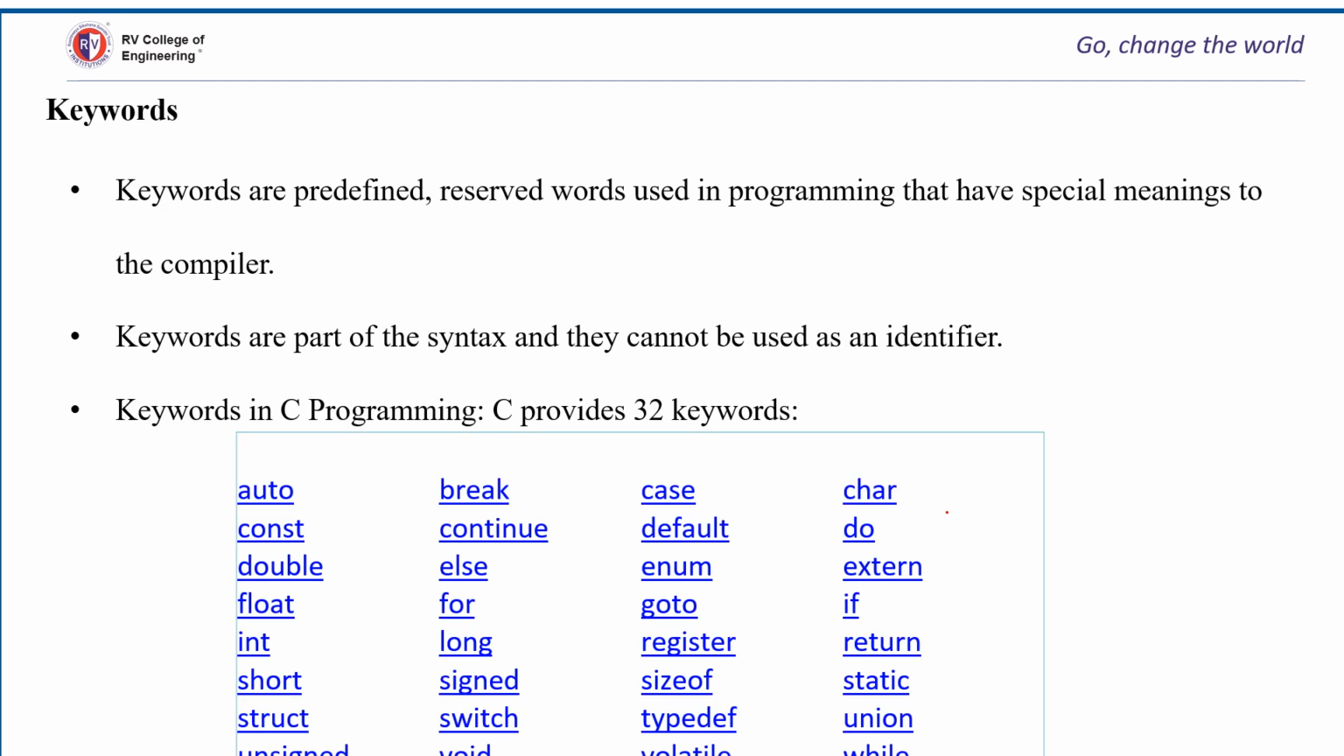Coming to keywords, these are predefined reserved words that are used in programming and have special meaning to a compiler. Keywords are part of the syntax, so they cannot be used as identifiers. This is one of the rules for naming an identifier. C provides 32 keywords as listed in this table. You can just have a look at it.